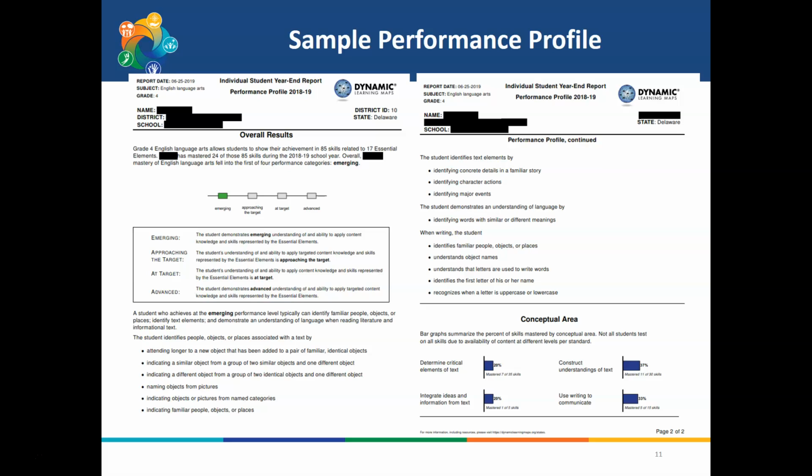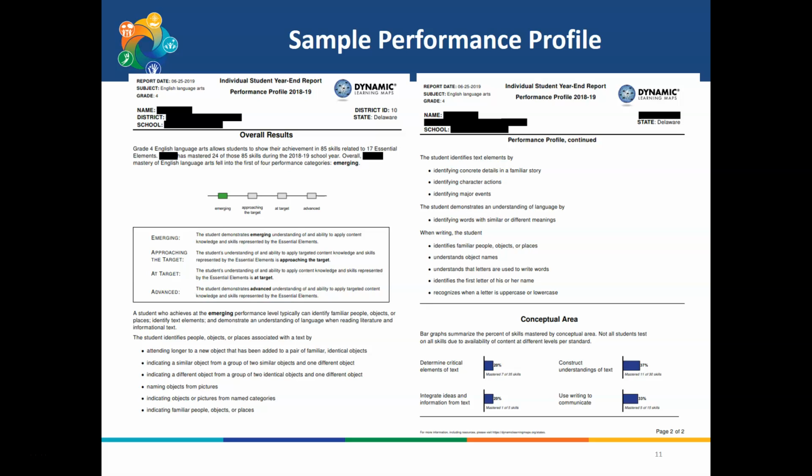This is an actual Delaware student score report with personal identifying information redacted. The individual score report is called the Performance Profile, which provides broad information about what the student knows and can do in the subject overall. As with scores from other assessments, the performance profile provides one source of evidence of what students know and can do based on their responses to the assessment.